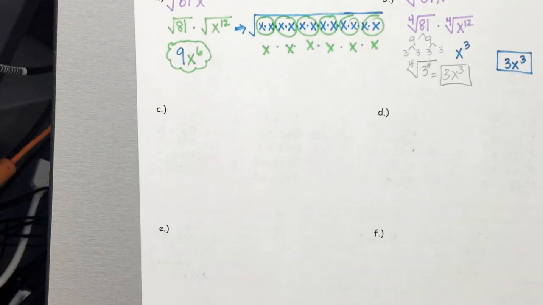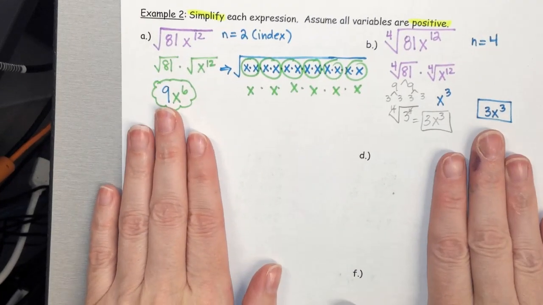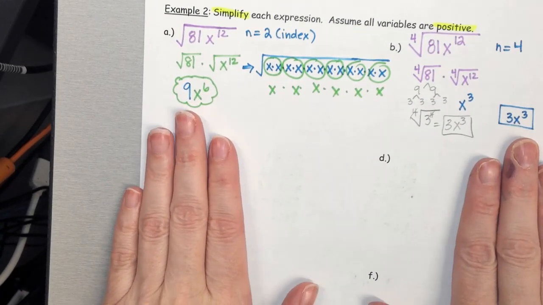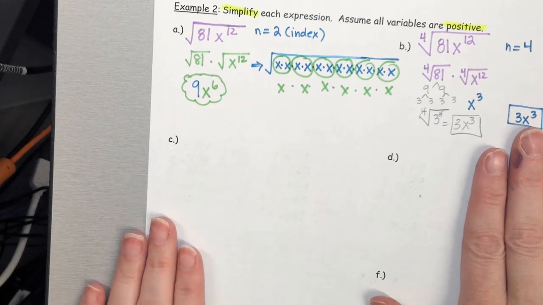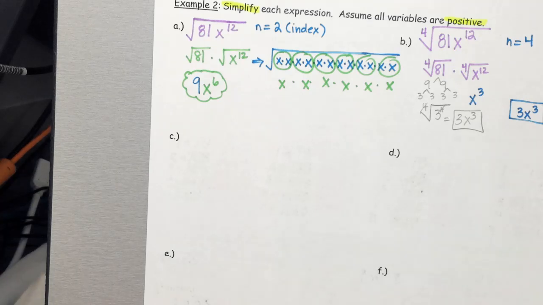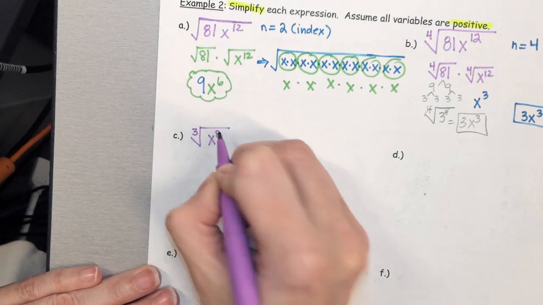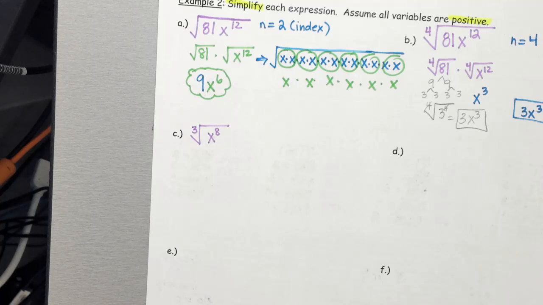All right, now both of those had such nice, beautiful answers, but it doesn't always work out that you're going to get a whole number, right? Well, think about the root 12, right? We had something on the outside of the radical and something on the inside. So we know that can't always be that simple, right? Sometimes we're going to have some leftovers. So we're going to do the cube root of x to the 8th.